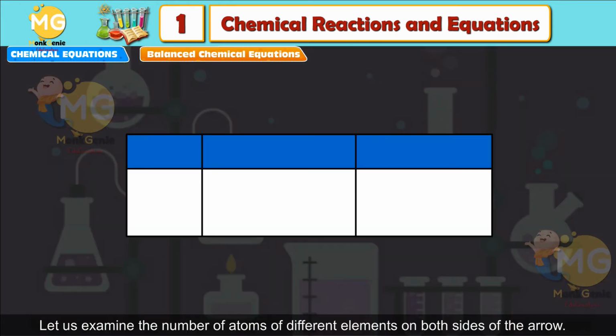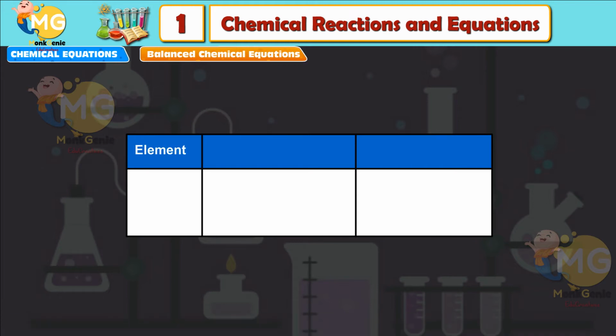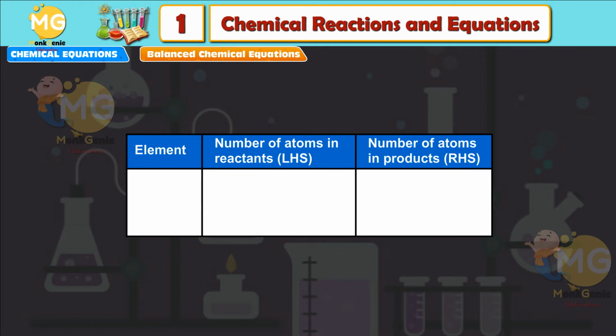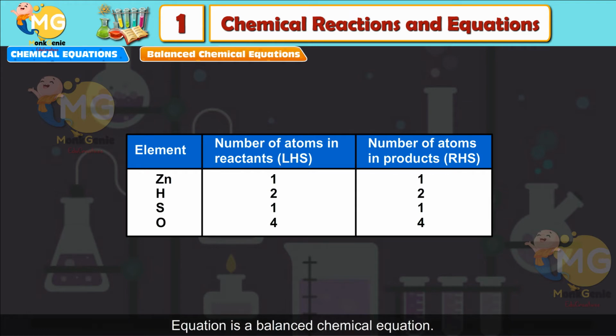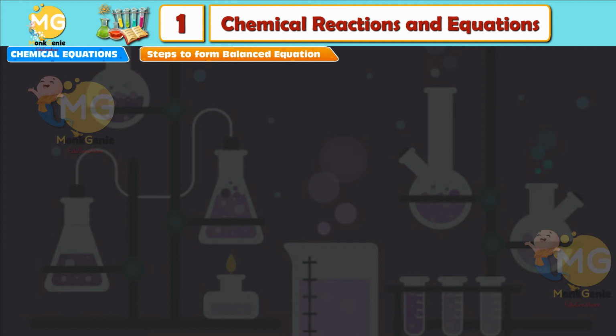Let us examine the number of atoms of different elements on both sides of the arrow. Element, number of atoms in reactants (LHS), number of atoms in products (RHS). Zinc 1, 1; H 2, 2; S 1, 1; O 4, 4. As the number of atoms of each element is the same on both sides of the arrow, the equation is a balanced chemical equation. Steps to form a balanced equation.